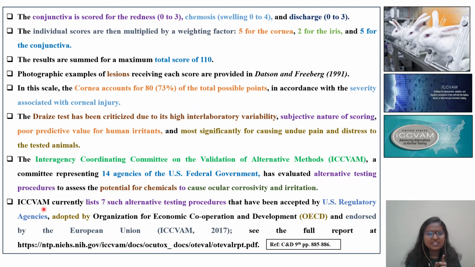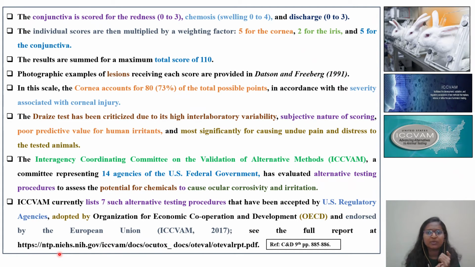Okay, ICCVAM currently lists 7 such alternative testing procedures. So what are those 7? Make a list of those guidelines that have been accepted by the US regulatory agencies, adopted by the Organization for Economic Cooperation and Development (OECD), and endorsed by the European Union, ICCVAM 2070. Yeah, so you can go back and check this reference also, which is there on the NTP site.